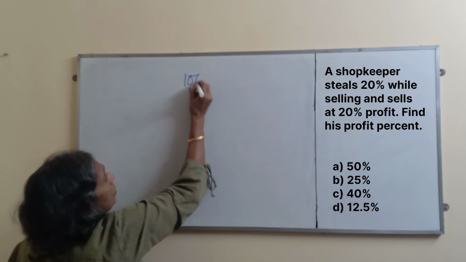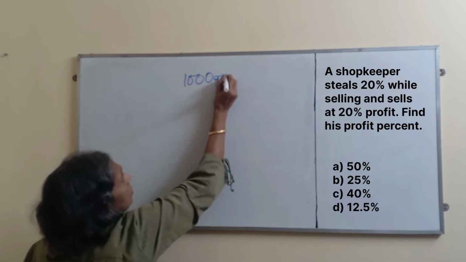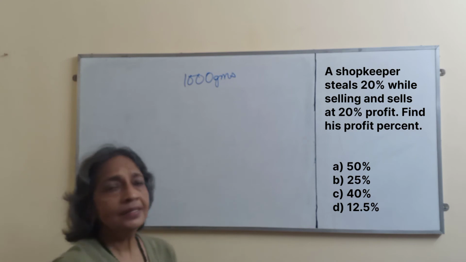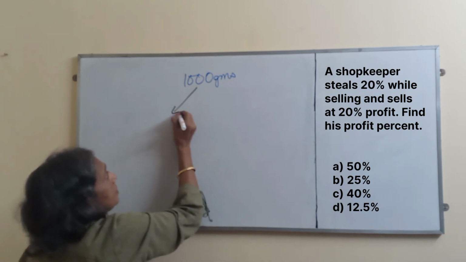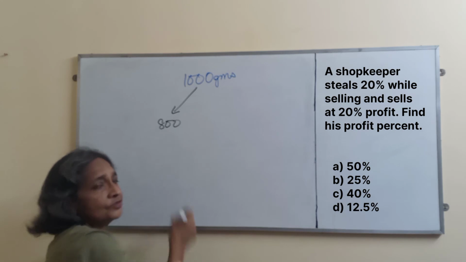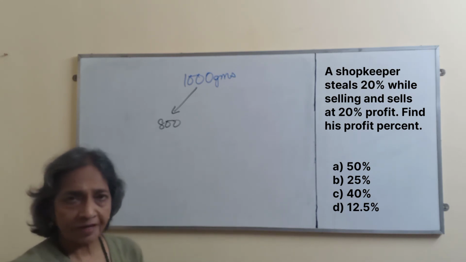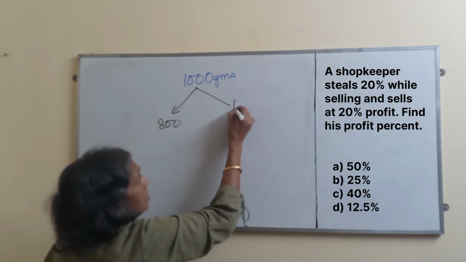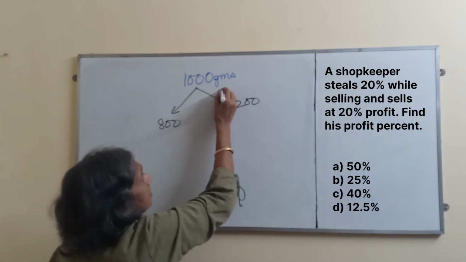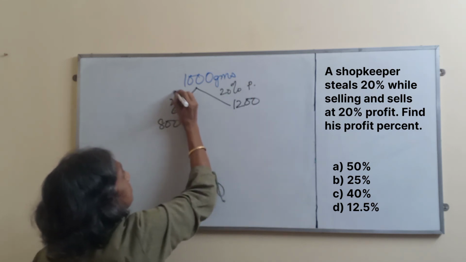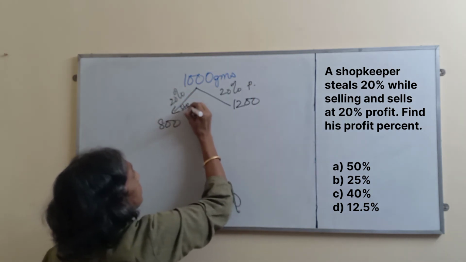So, let's say if it is 1000 grams, he steals while selling. That means he's going to give you 800 grams only. And he makes a 20% profit. So he'll make a 20% profit here. And this he steals you of 20%.